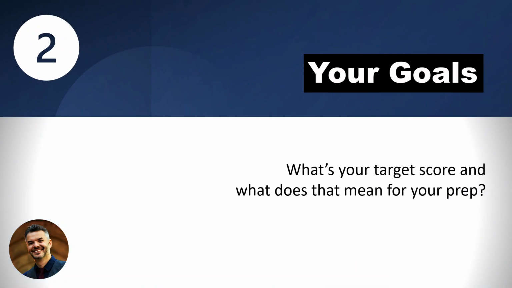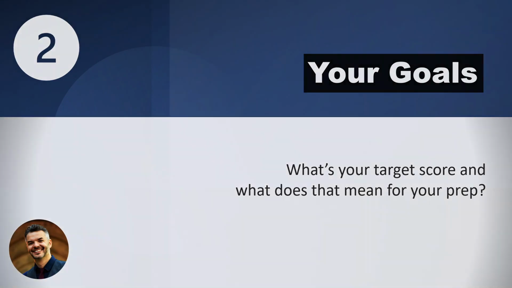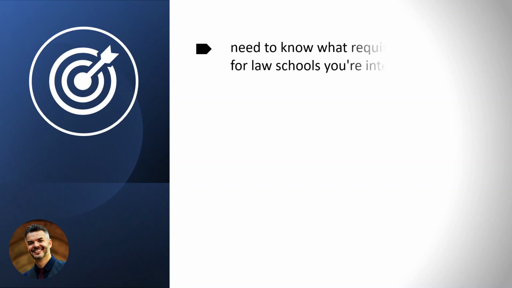Okay, now with respect to your goals. What's your target score and what is that going to mean for your prep? You need to know what score you're shooting for, and how that impacts the timing. You need to know the requirements for the law schools you're interested in. If you're aiming for a top tier law school or you want to get scholarships, you'll need a higher LSAT score. These schools receive a lot of applications, and a high score can help you stand out.